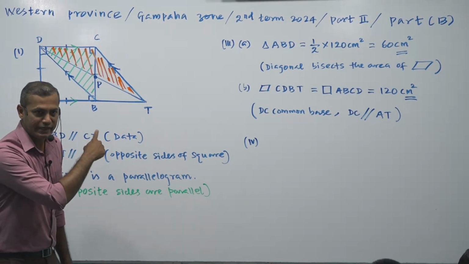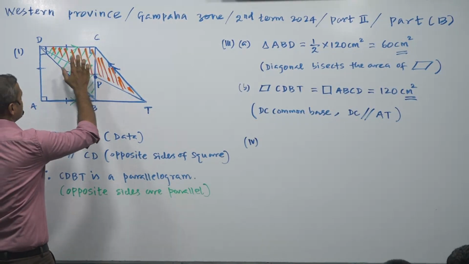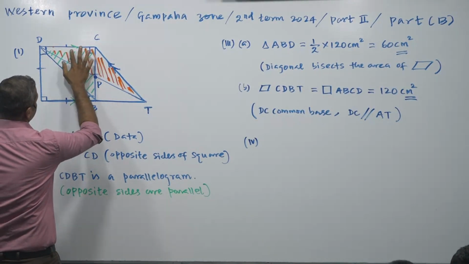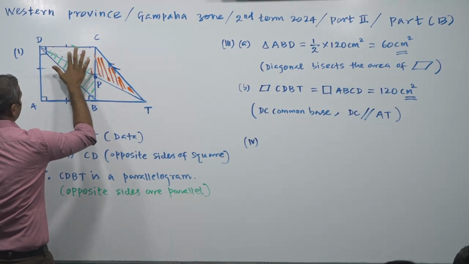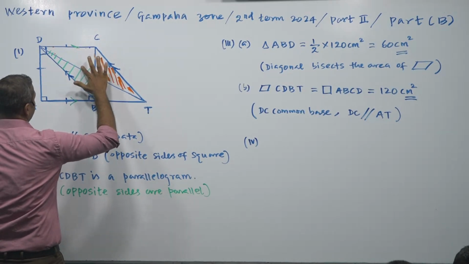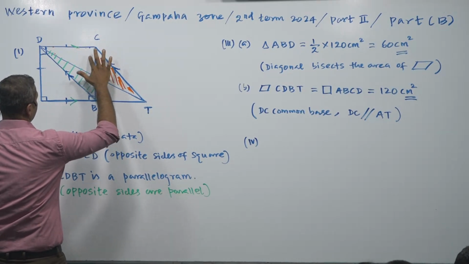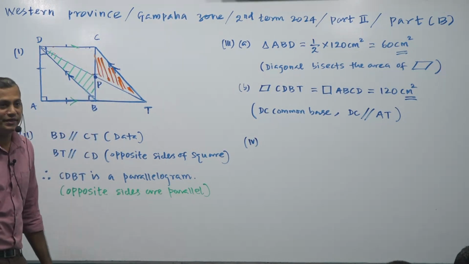Remove the common area. Common area is this. Remove this. Then you will end up with the answer. Yes or no? Subtract this from both sides. Then these two are equal. Got it? That's the idea.